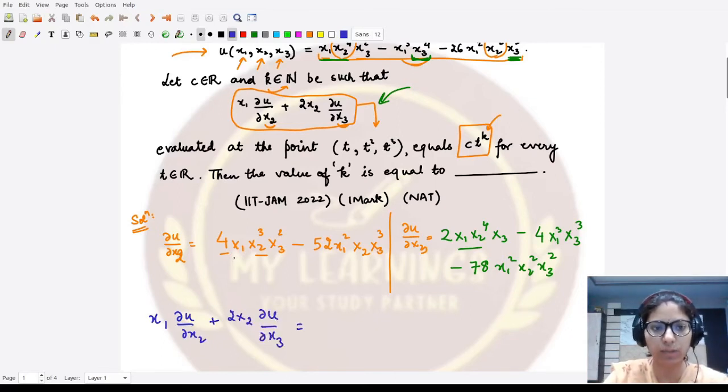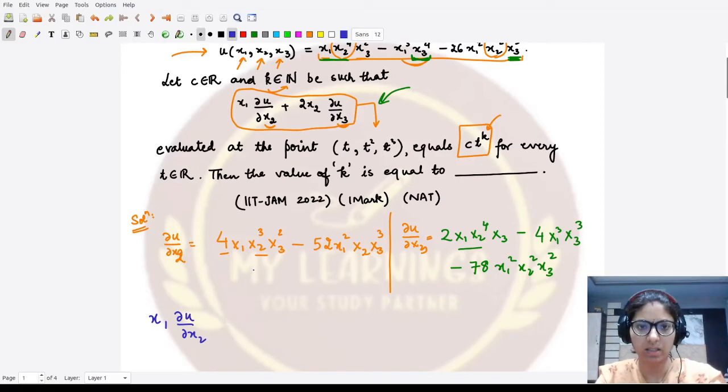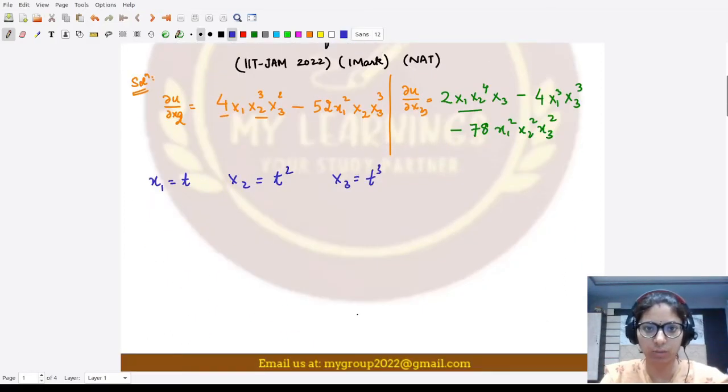So we'll be multiplying the whole of this thing by x1 and the whole of this thing by 2 times x2. And because we want to evaluate the terms at t, t square, t cube, let's first substitute the terms here. So x1 is nothing but t. Instead of x1 we will be substituting t, instead of x2 we will be substituting t square, instead of x3 we will be substituting t cube.